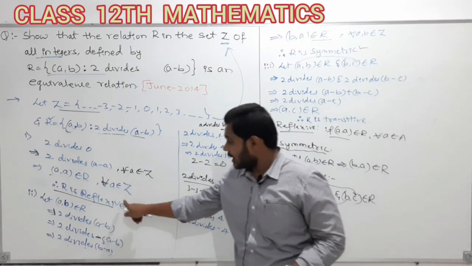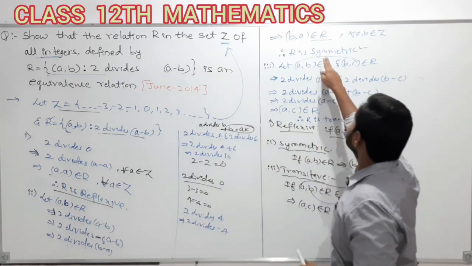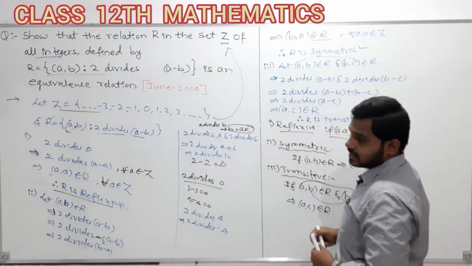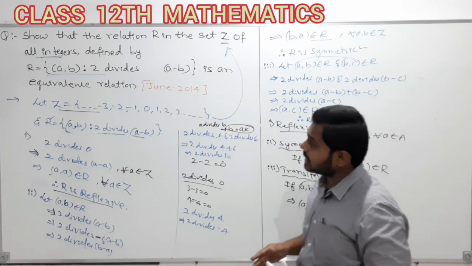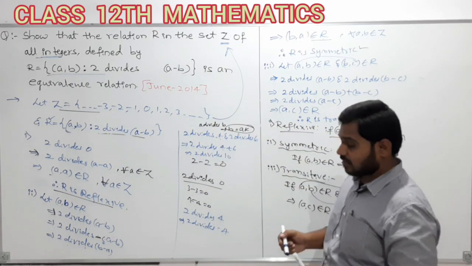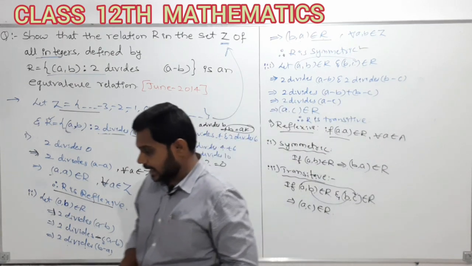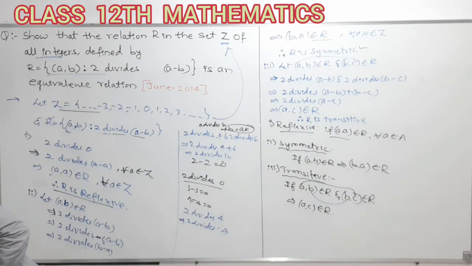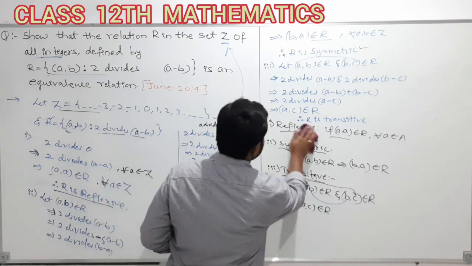Clear? So here, R is reflexive, R is symmetric and R is transitive. Therefore, what can I say, my students? Therefore, we have shown that the relation R is an equivalence relation. So you can write here: therefore, R is an equivalence relation.